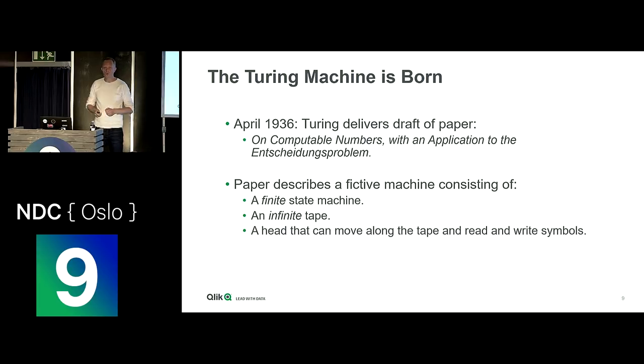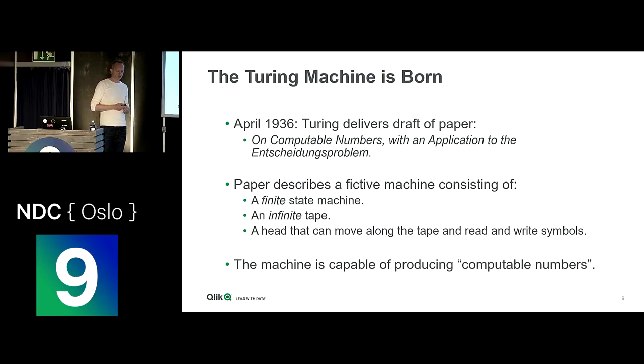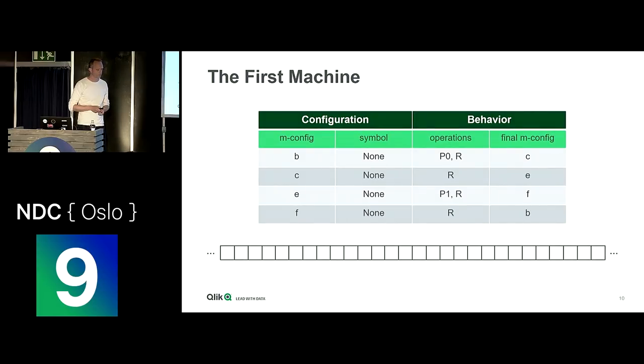So those are the three components of the machine, and what they will use this machine for is to compute numbers. This machine is capable of producing computable numbers, as they call them. So, let's have a look at one of the examples that he includes in his paper as well. So this is the first machine we'll be looking at, and I'll explain a little what we're seeing here. First of all, there are two main sections, one to the left here, which is the configuration, and one to the right, which is the behavior.